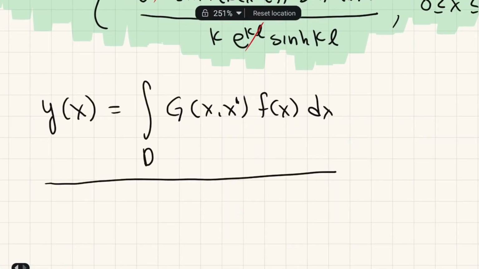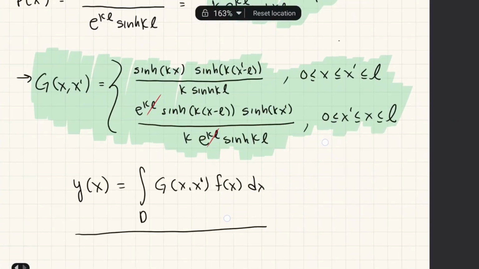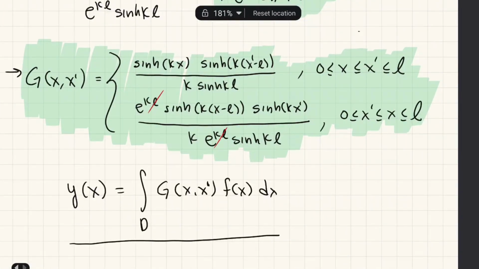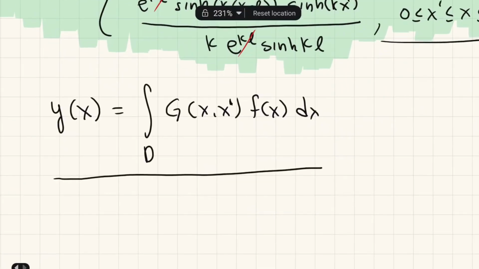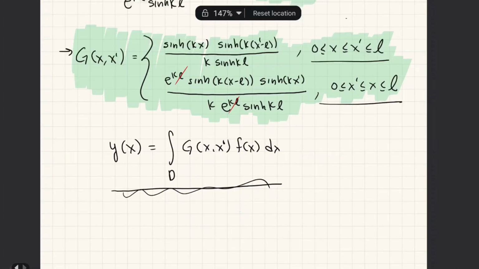In this case, we may need to split this integral into two pieces, right? Because we have the definition of the green function for two parts. So one will be in this interval and the other one in this interval. But the thing here is that the solution of the differential equation can be seen as an integral of this form, where g is, of course, this huge thing that we found.